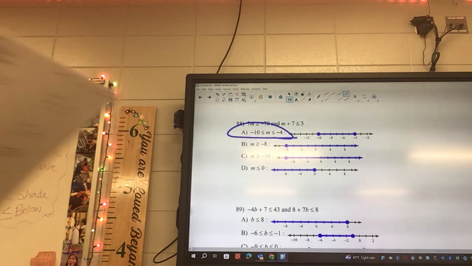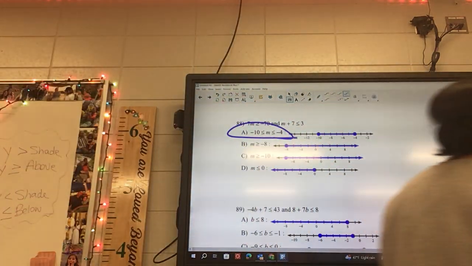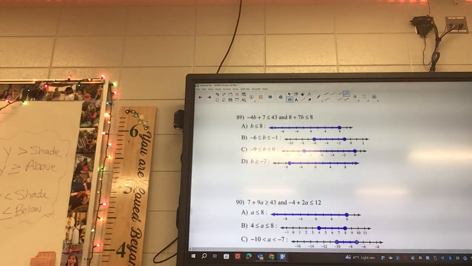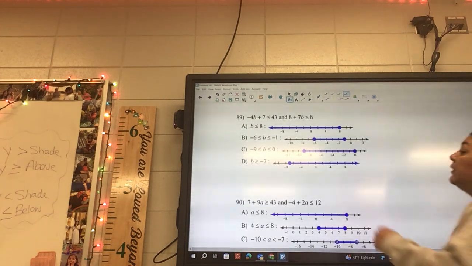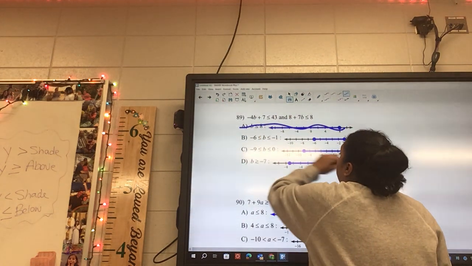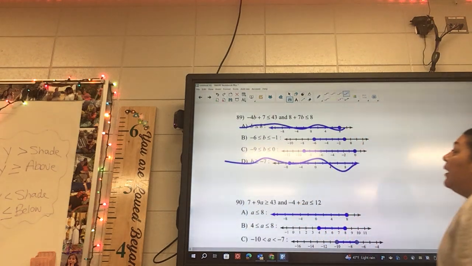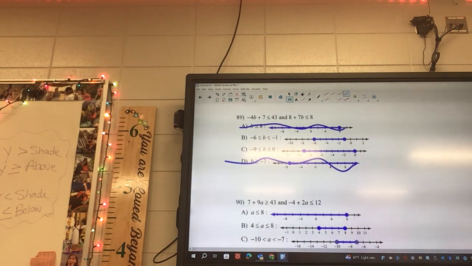Okay, 89. Is it an and or an or? And. So who can I cross off? A and D. Now at least you have a 50-50 shot. And then should I have open or closed dots? Both closed. Okay, so we're going to have to do some math.